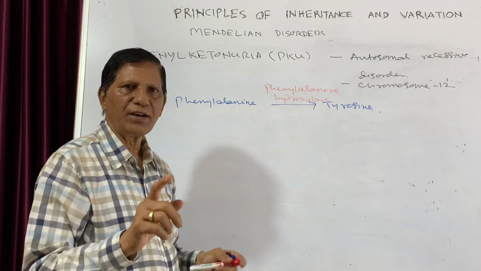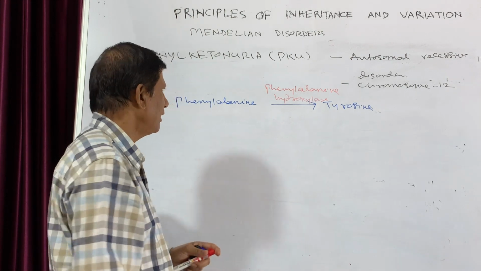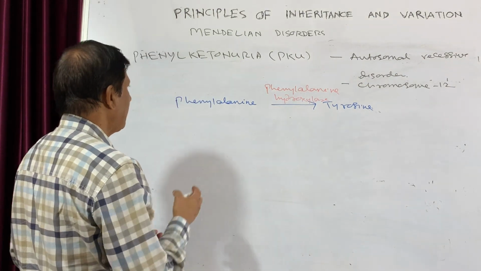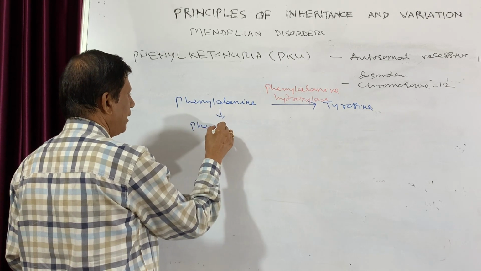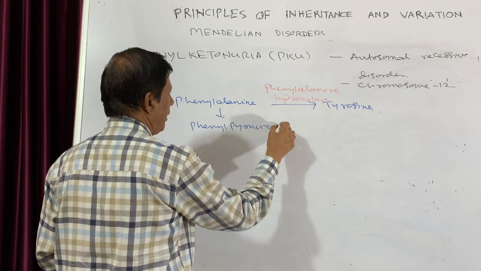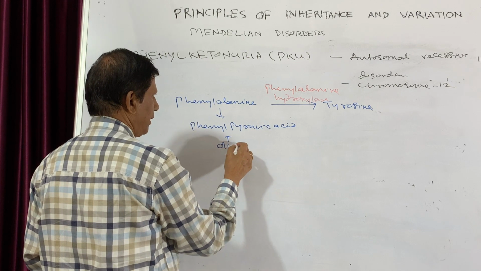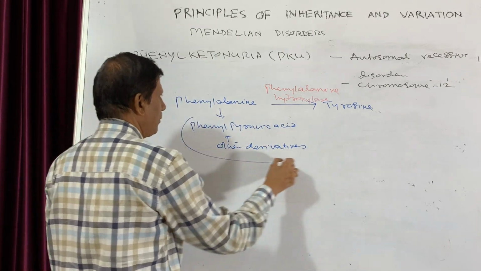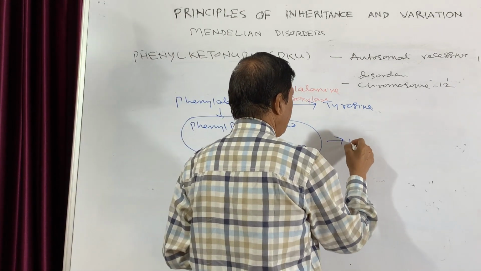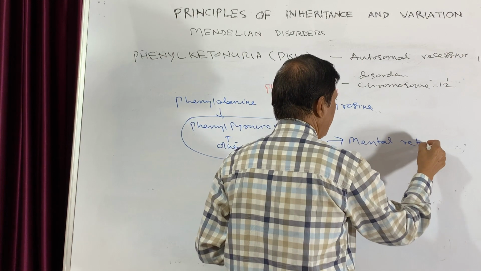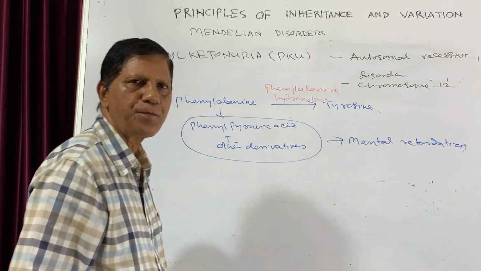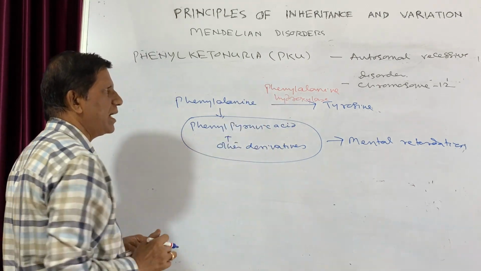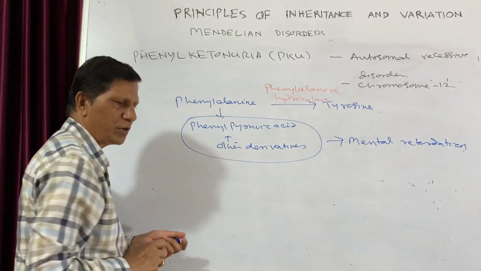Now, if this enzyme cannot be synthesized due to a defect in the gene, that means the phenylalanine cannot be converted to tyrosine for further metabolic reactions. As a result, what will happen? This phenylalanine will be converted to phenylpyruvic acid and other derivatives. When these things accumulate in the body, it will result in mental retardation. That means this is the symptom of phenylketonuria. So this is about phenylketonuria, and the gene responsible for the non-synthesis of this enzyme is present in chromosome number 12.